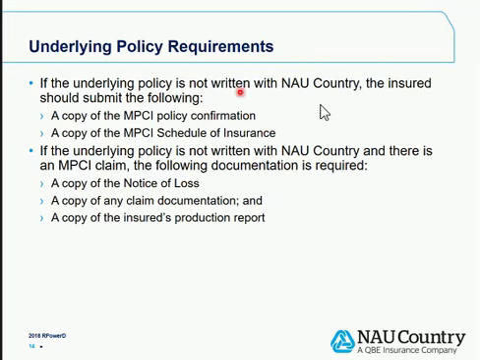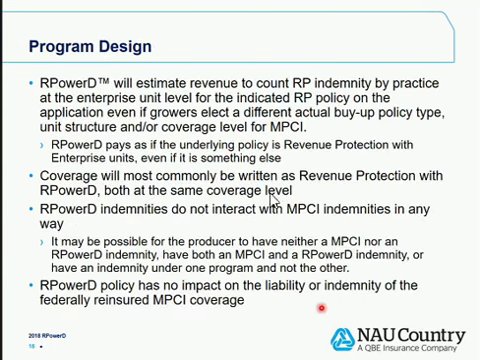Okay, if the underlying policy is not written within an EU country, then you can see the information that we need: policy confirmation, schedule of insurance, and then at loss time, of course, a notice of loss and proper documentation for the claim to be adjusted. That's pretty straightforward. The program design will estimate revenue to count revenue policy indemnity by practice at the enterprise unit level. So I'm going to say this a little bit differently.